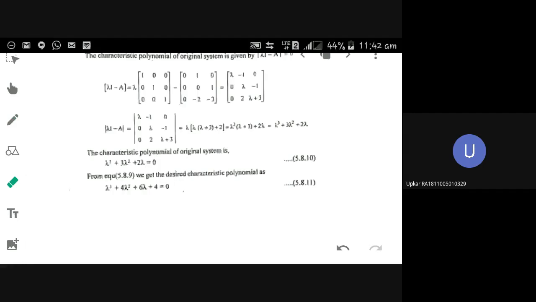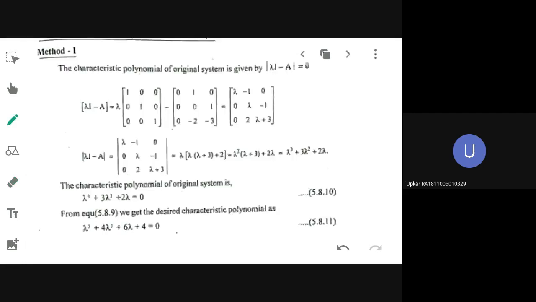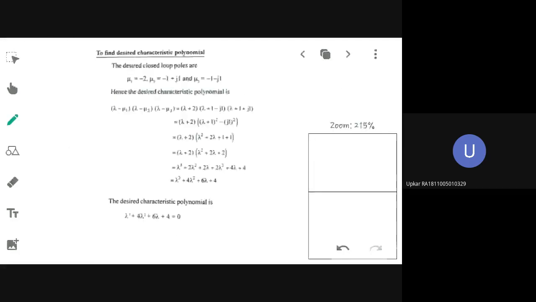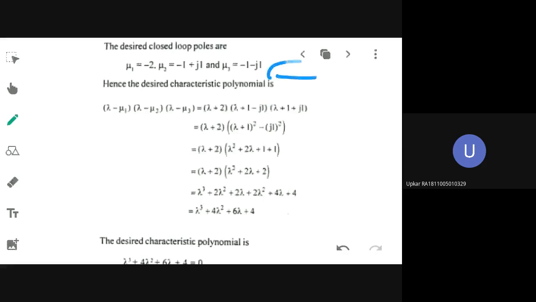Those are nothing but two polynomials that you are going to derive. One is for the original characteristic polynomial, lambda I minus A, the coefficients of which will be A1, A2, A3. And you have the desired pole locations at these 3 points. Using that, you frame one more characteristic polynomial using this formula, for which the coefficients will be alpha 1, alpha 2, alpha 3. Understood the problem or not?